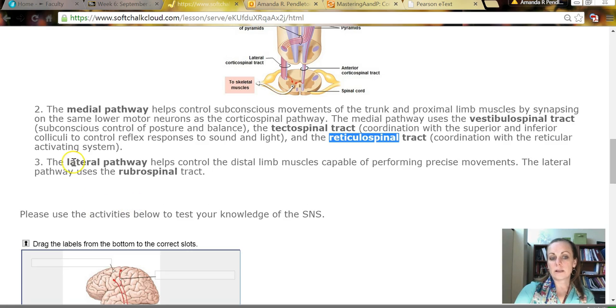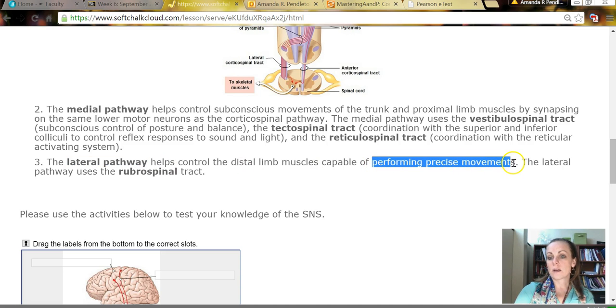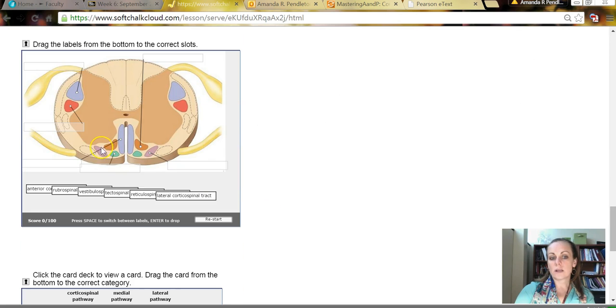And then finally, the lateral pathway, that's going to help control muscles that are performing precise movements in the distal limbs. Okay, and that's going to use the rubrospinal tract. So this image right here, which you can also find in your textbook, is going to be helpful in helping you to identify those specific tracks in the white column area.